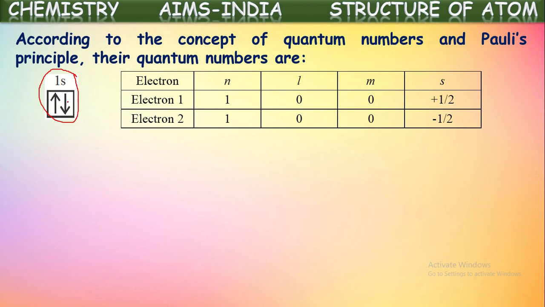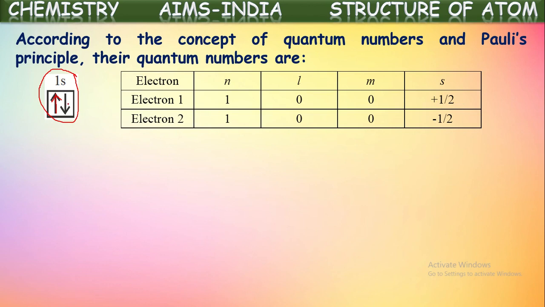For the first electron, the n value, that means the principal quantum number value, is 1, and the azimuthal quantum number l value, for the subshell s, is 0, and m value, l value is itself 0, so m also will be 0. Now the s value, that means the spin quantum number value, as it is in the upward direction, it represents the clockwise spin. So the s value is given as plus half for this.